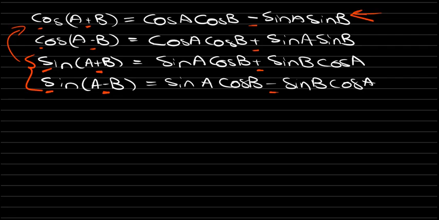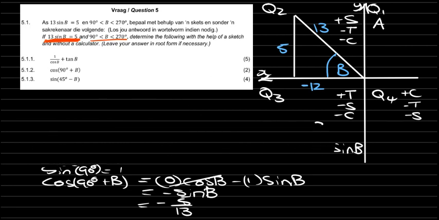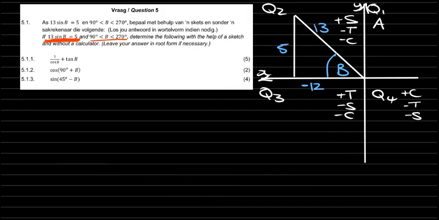I will do a video on the derivation of these. I think it's good to know and understand where they come from, but that will come much later. So let's get back into this. We would like to know what sine of 45 minus B is.